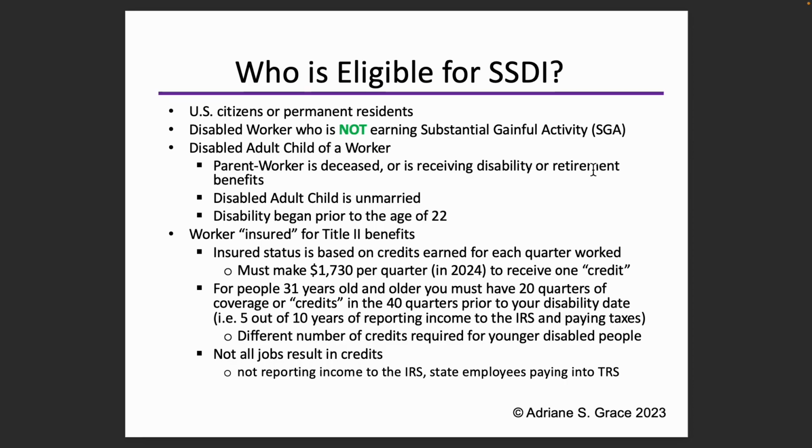You also have to be disabled, and part of the disabled rules are that you're not engaged in what they call substantial gainful activity. For 2024, that's somewhere around earning $1,600 per month. I can't remember the exact number. I looked it up the other day, but it's close to $1,600. I always tell my clients stay under $1,500 because of rounding.